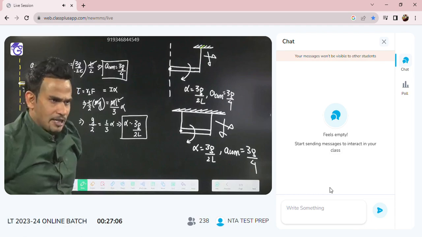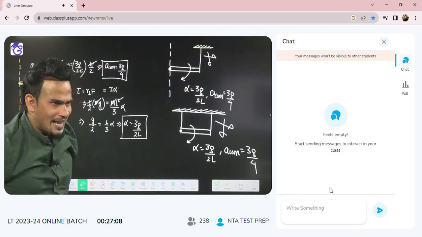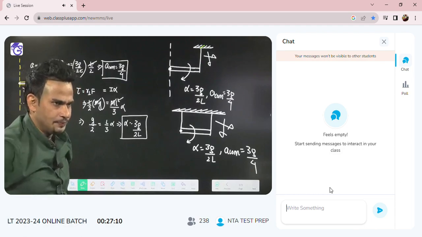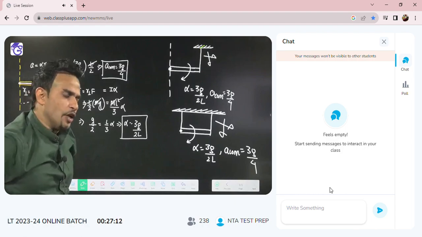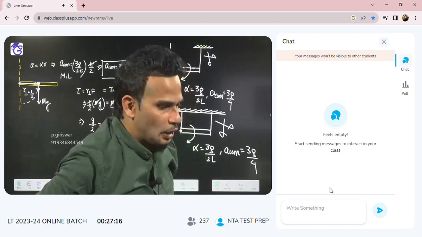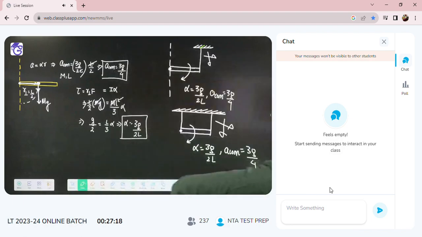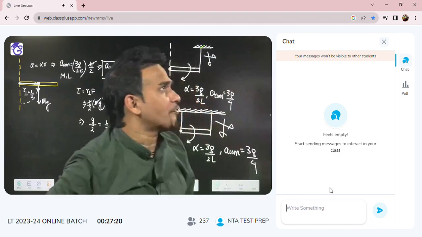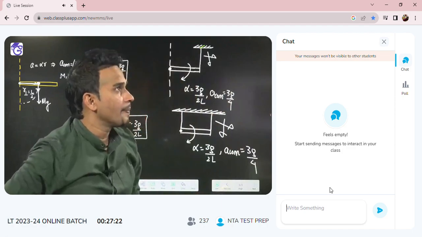Yeah, same situation, the rod will rotate about the same axis with the same alpha. I'm giving you a time of 2 seconds. See all these situations, we will move further and talk about some more questions from here. These are the famous situations which we have covered.